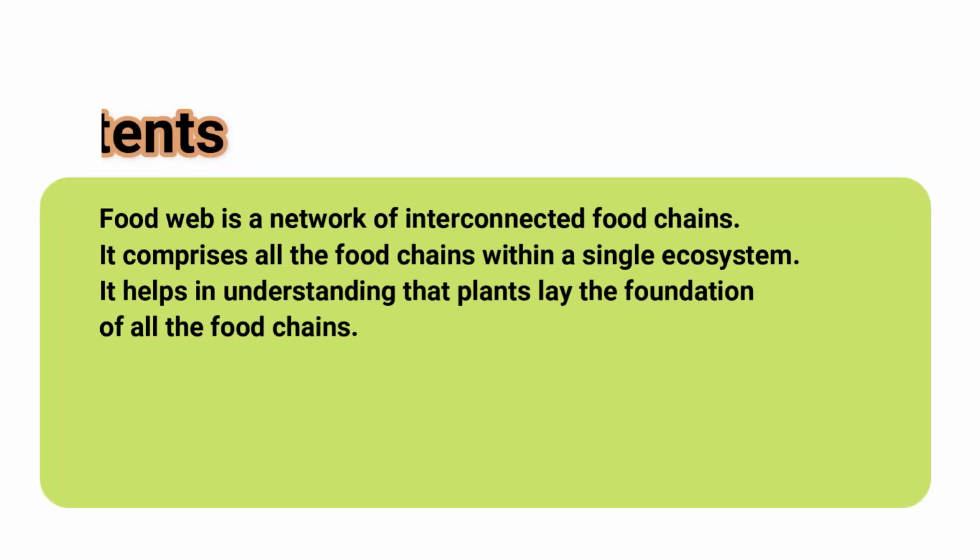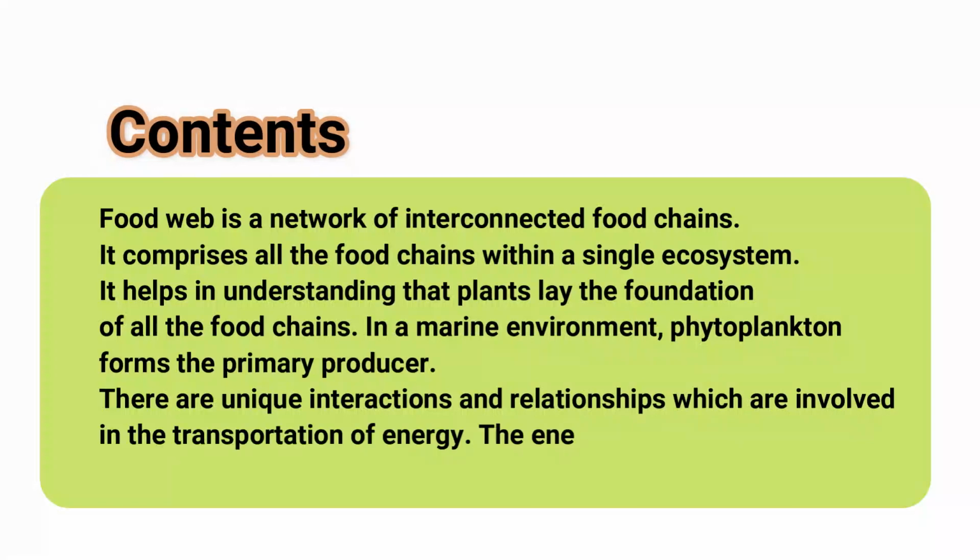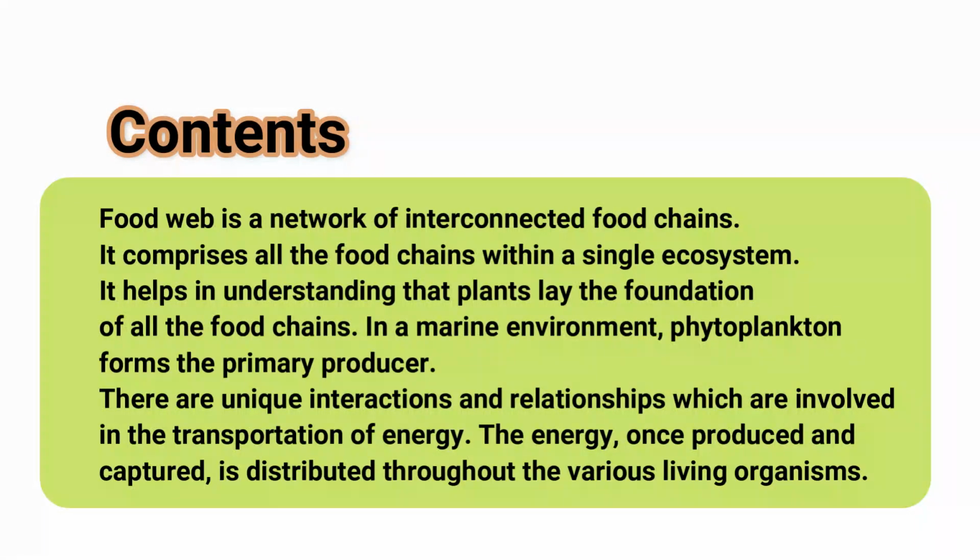Food web is a network of interconnected food chains. It comprises all the food chains within a single ecosystem. It helps in understanding that plants lay the foundation of all the food chains. In a marine environment, phytoplankton forms the primary producer.